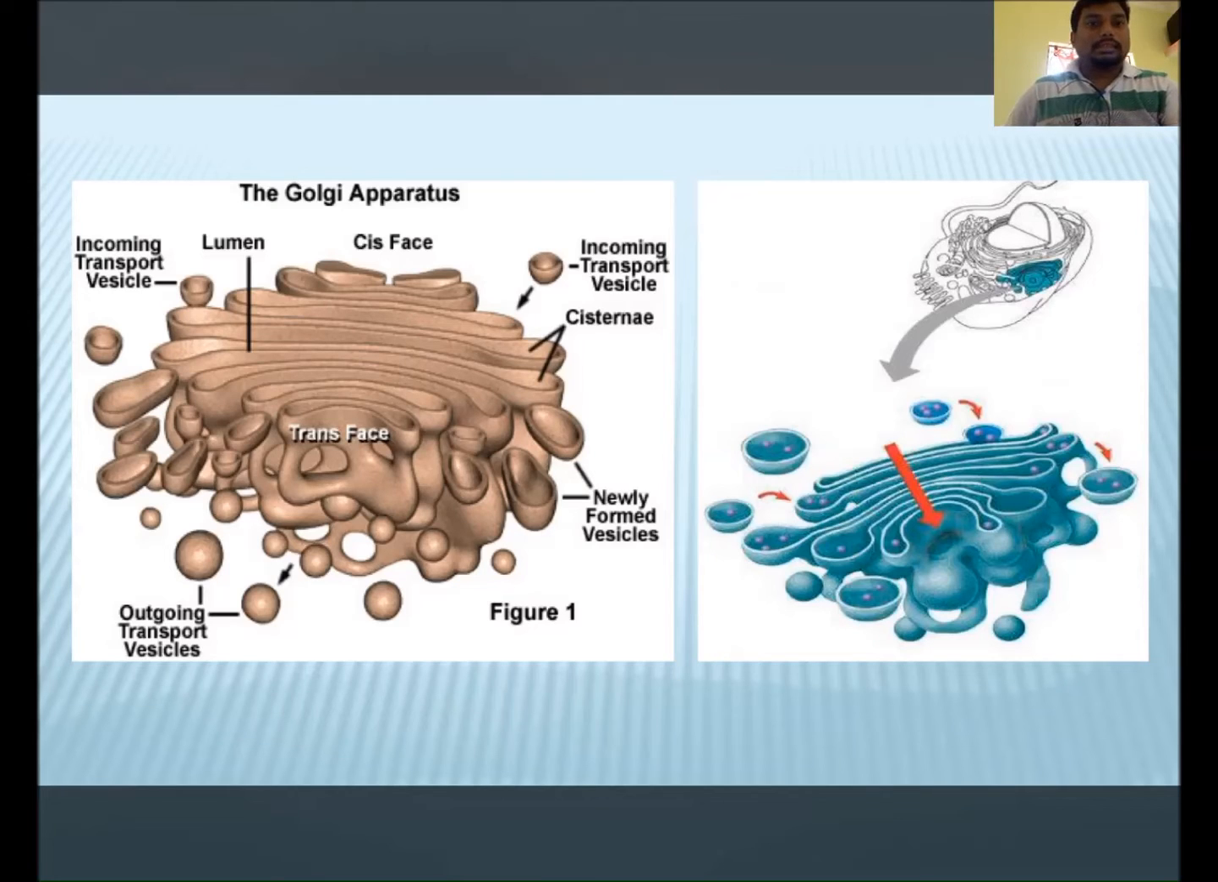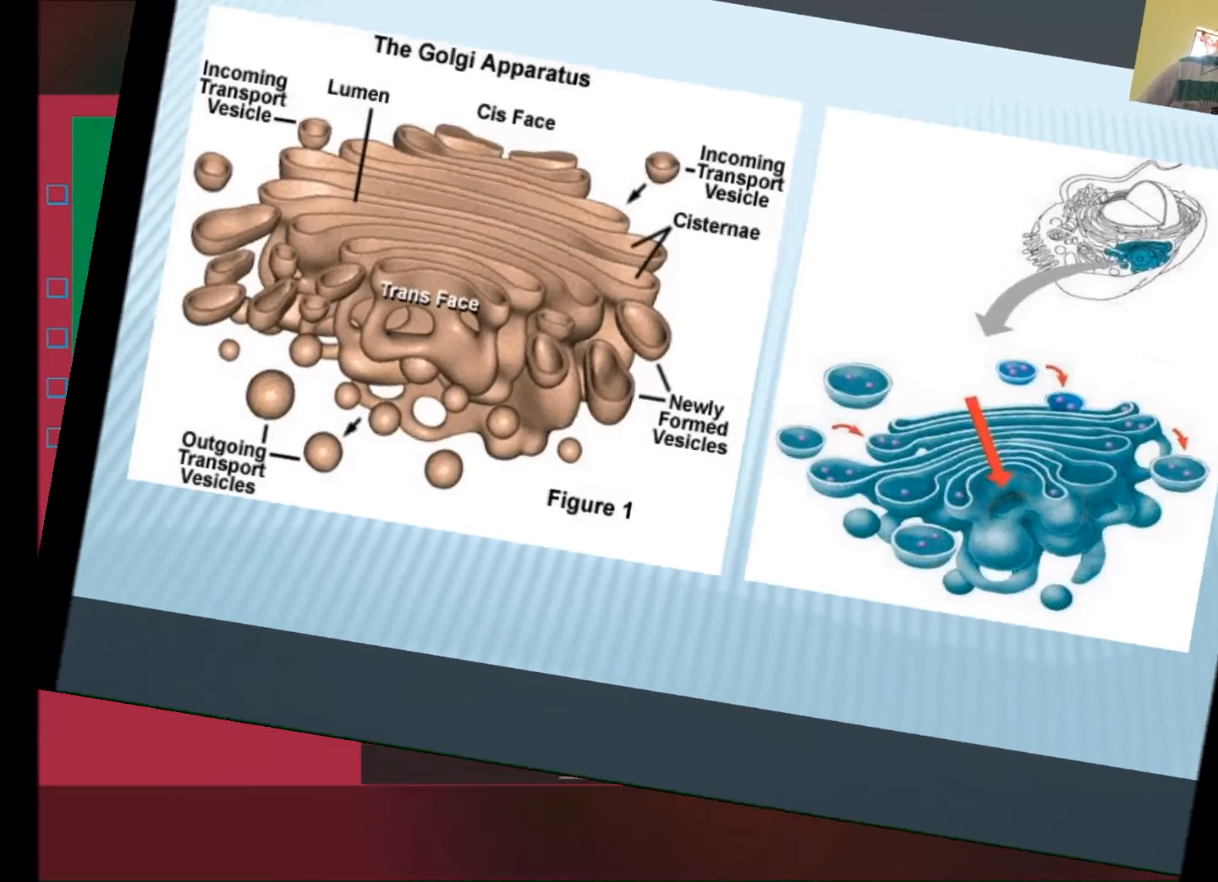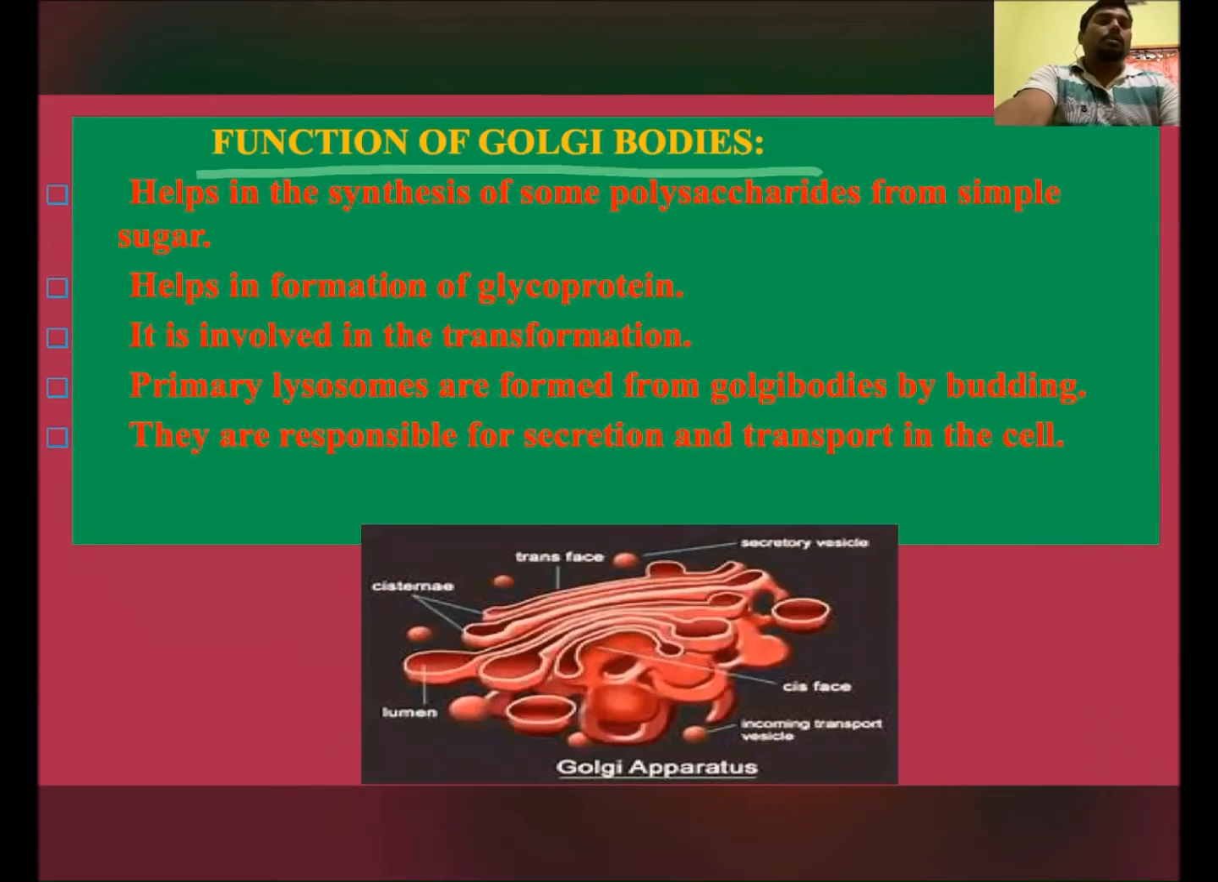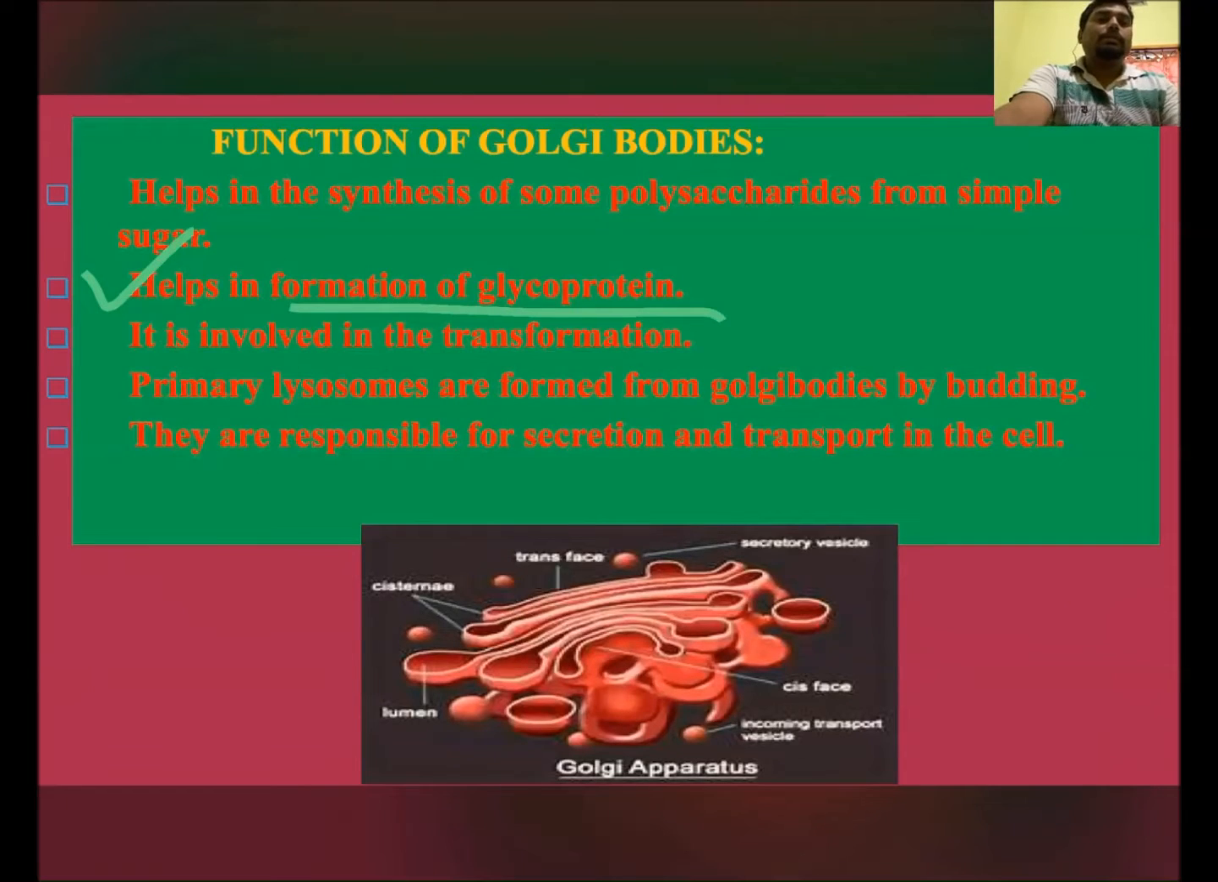We can see here these are vesicle form, these are tubular form, and at the head you can see these are cisternae. Functions of Golgi bodies. Golgi bodies help in the synthesis of some polysaccharides from simple sugar. Polysaccharides like glycogen, starch, chitin, cellulose, etc. And simple sugars are like glucose, fructose and galactose. It helps in the formation of glycoprotein.